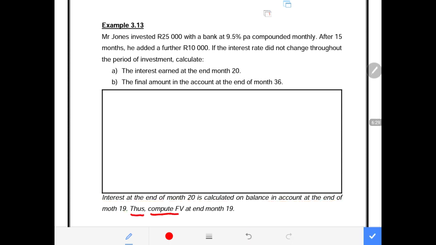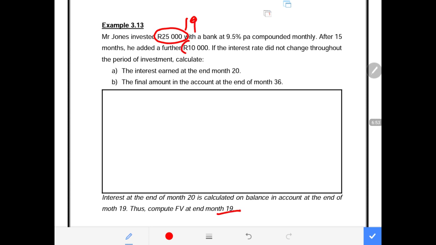Therefore, compute the future value at the end of month 19. So now that means our focus is the future value at the end of month 19. If we need this future value, we first need to know we invested 25,000, and this 25,000 will be in the account for 19 months, because we need the future value at the end of month 19.